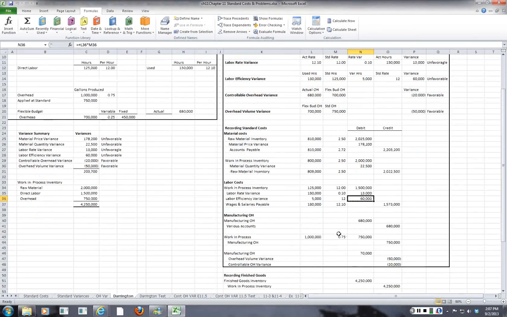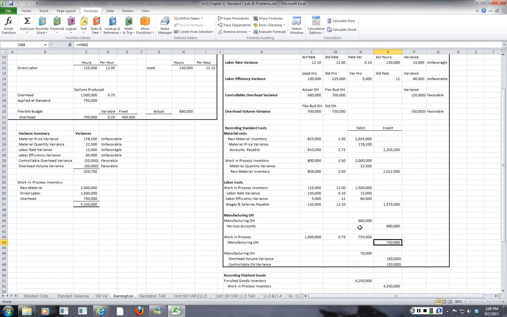Going down to manufacturing overhead, the actual was $680,000, which is right up here, and the various accounts that we're going to include and credit total $680,000. Now what goes into work in process is this overhead right here: 1 million gallons. That's not $1 million, it's 1 million gallons times the standard rate of 75 cents. So we're going to put in there $750,000, which is applied at standard. Then we're going to deduct that from the manufacturing overhead.